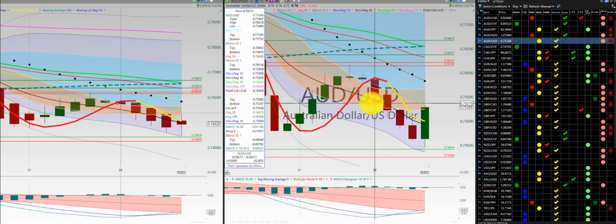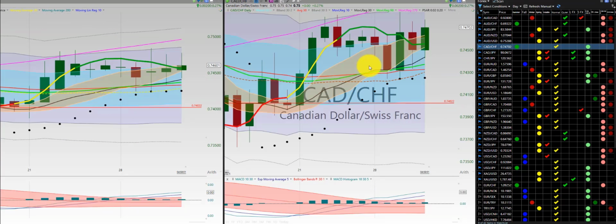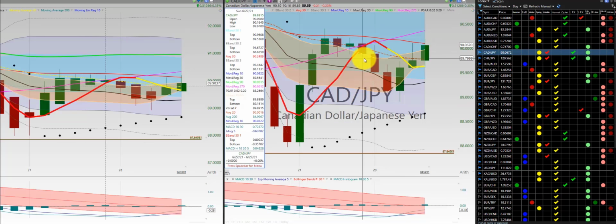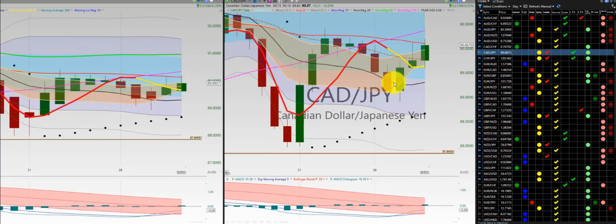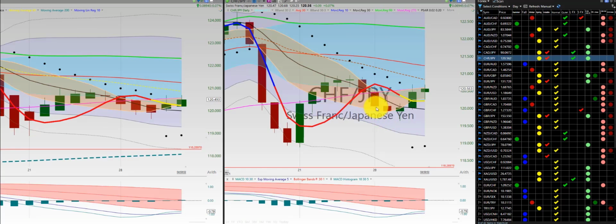Aussie Dollar, US Dollar, initial trade here for a 1, 2, 3 punch out. Canadian Dollar, Swiss franc, nice 1, 2 out at the RL90. No trade here for the rest of the week. Canadian Dollar, Japanese Yen, nice 1, 2, 3 punch out. No trade here for the Thursday, Friday trade. Swiss franc, Japanese Yen, nice 1, 2, 3 out. No further trade the rest of the week.